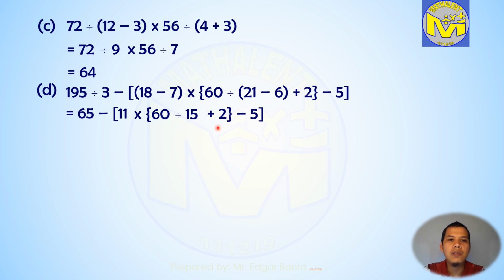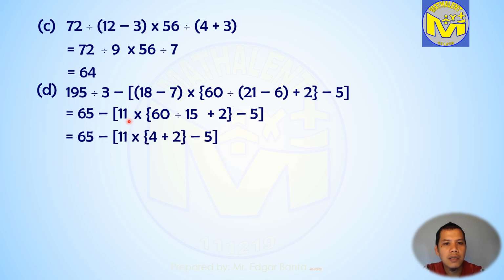Next step is do inside the inner. Again, we will do from the inner. Okay, the inner is the curly. So we will divide first. Okay, here we will follow DMAS. So divide first before we add. Okay, just bring down the rest.